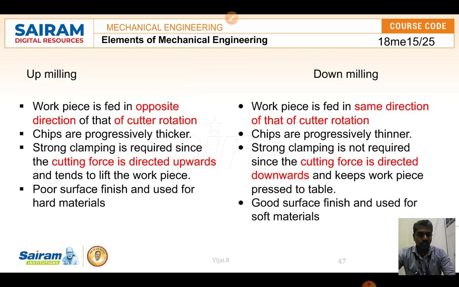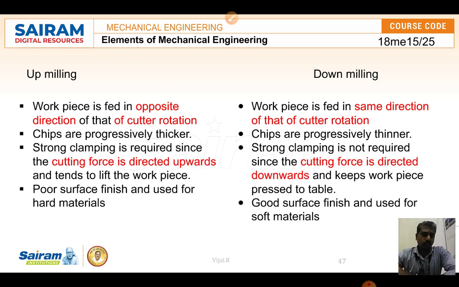Let us look at the difference between up milling and down milling again. Up milling is where the workpiece is moved opposite to the direction of the rotating cutter, and in down milling the workpiece is moved in the same direction as the rotating cutter. That is the first thing. When the workpiece is moved opposite to the rotation of the cutting tool, the chips become very thick, and when it is moving in the same direction as the cutter, the chips become very thin.